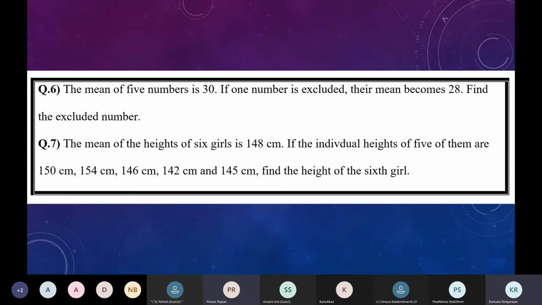Yeah. So the mean of 5 numbers, that is n is 5 and the mean, that is x bar. Or you can have it in words also. Number of observations is 5 and mean is 30. Now using these two, what can you find? Sum of all the observations. So now tell me, what is the sum of all the observations?